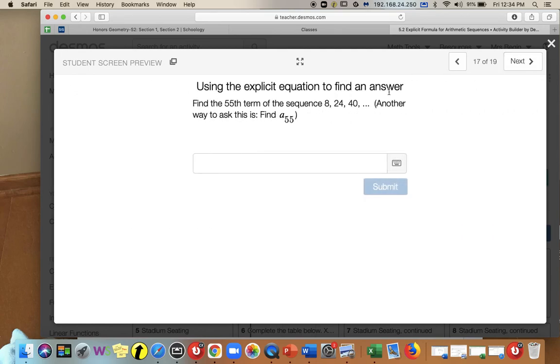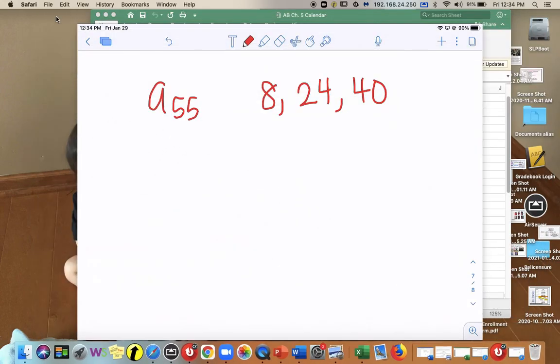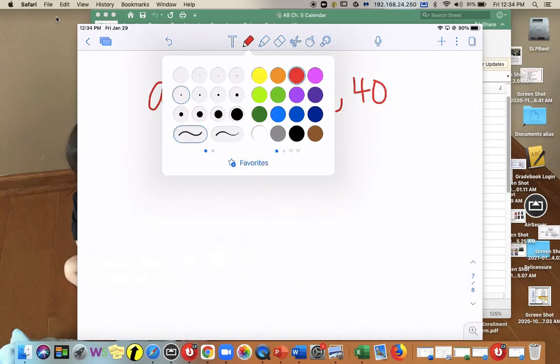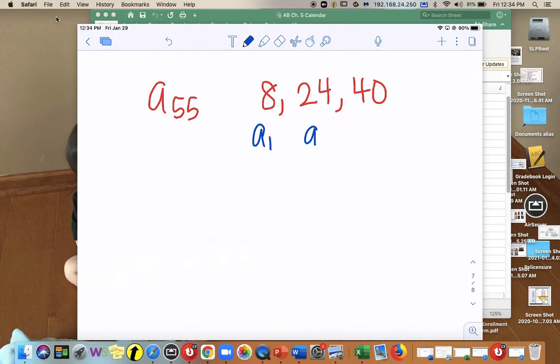Okay, so now let's actually use the formula. It says find the 55th term of the sequence 8, 24, 40. Another way to find this is find a sub 55. Okay, so I'm going to show my work for this one. So we want a sub 55. We have 8, 24, 40, and so on. So we need to figure out first term. So here's our first term is 8. Here's our second term, third term.